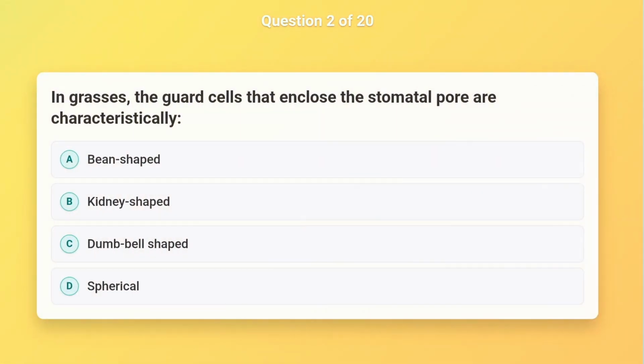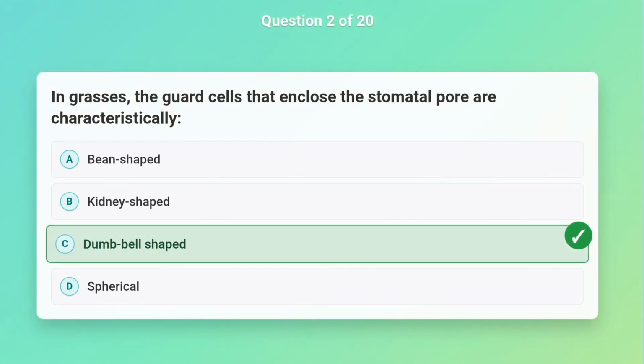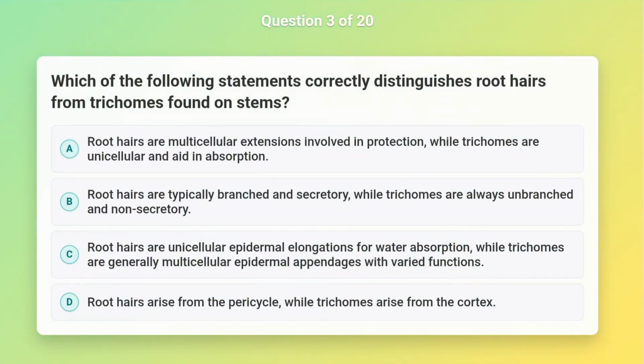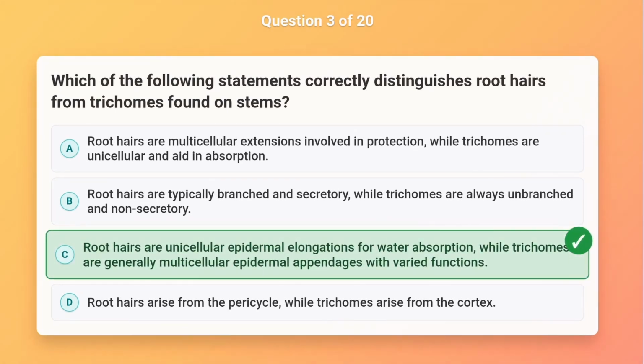In grasses, the guard cells that enclose the stomatal pore are characteristically dumbbell-shaped. Which of the following statements correctly distinguishes root hairs from trichomes found on stems? Root hairs are unicellular epidermal elongations for water absorption, while trichomes are generally multicellular epidermal appendages with varied functions.